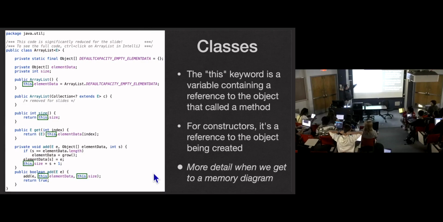This, all over the place, we talked about this a lot during the memory diagram. This is going to be a reference to the calling object. So when add is called, I say my awesome array list dot add some element. We call this method, we get a stack frame for this method, and this is a reference to my array list that I called that method through. So when I call add, it's going to know exactly which array list it needs to add that element to, because it has a reference to that object through this.